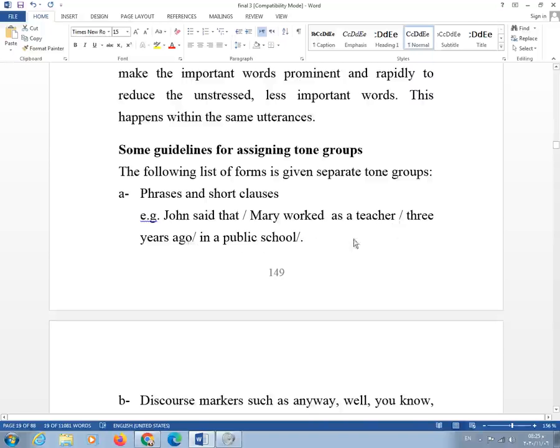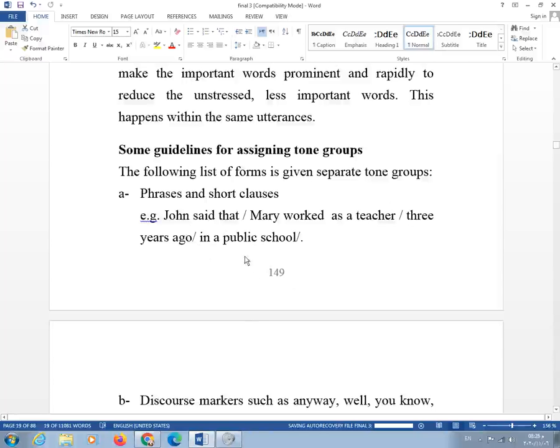So what are the focus words in each? We have four tone groups, four chunks. So what are the focus words in each one? The focus word in the first one is that, in the second teacher, in the third ago, in the fourth it's public. Okay. How do we know? We look at what is the word that gives most of the meaning. What is the word that has the highest informational value? What is the word that gives no information?